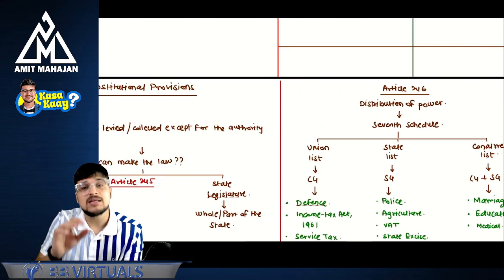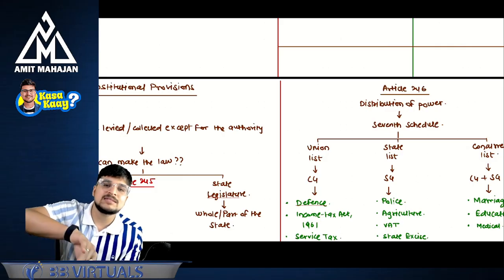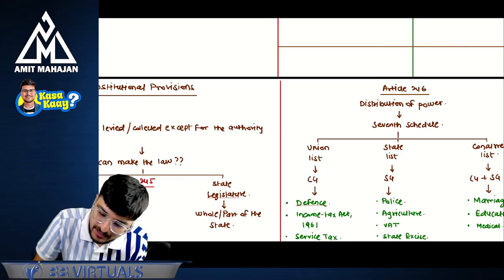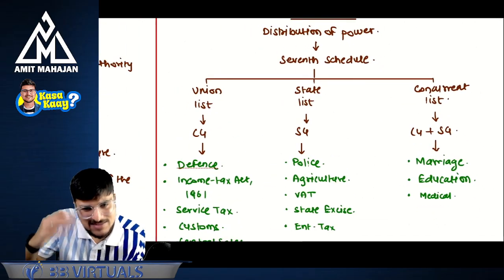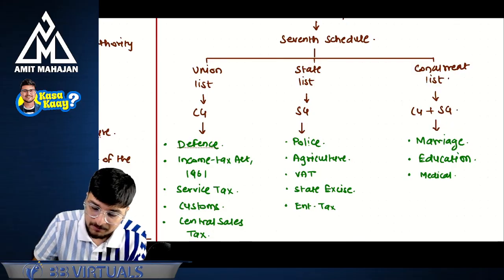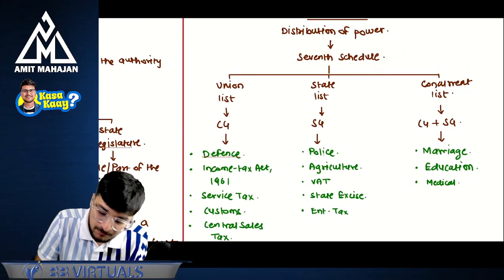Okay. Now the point is, which laws will be made by the parliament? Which laws will be made by the state legislature? For that, we have Article 246. Distribution of power. You must have learned this earlier somewhere. The seventh schedule is talking about the distribution of power.